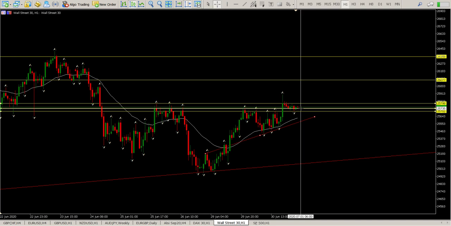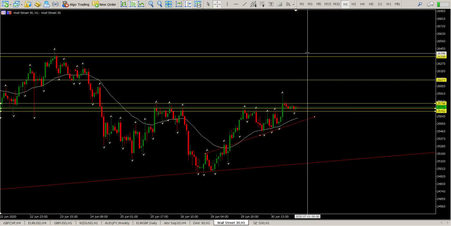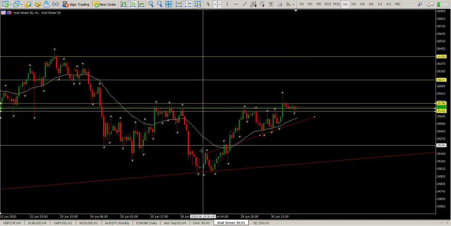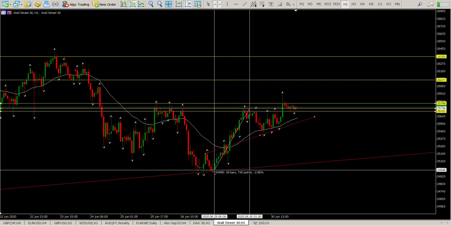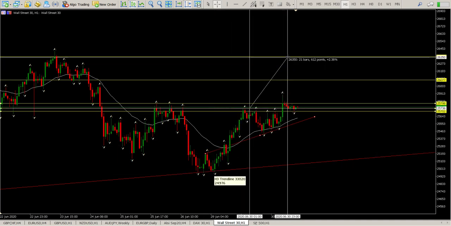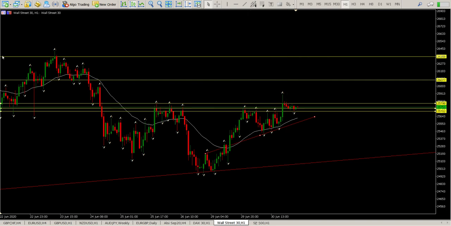What I'm looking for is bullish price action for a move to the upside. So that is a good 760 points, which would take us above the previous high. I'd probably more than likely look for some profit taking right here at 26,077, and again at the previous high at 26,308.